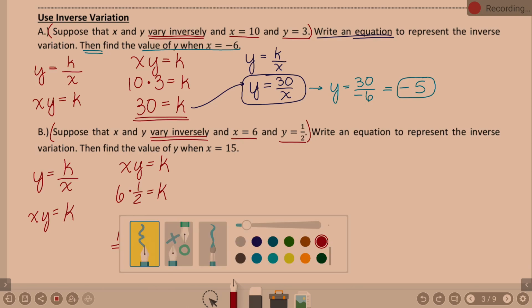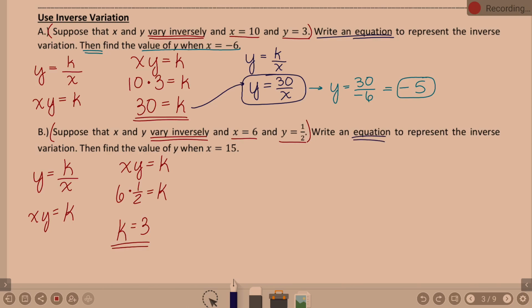What's your equation then? y equals 3 over x. It's y equals k over x, but we just found k to be 3, so it's y equals 3 over x. So the first set of numbers they give you, find k. Write your equation.